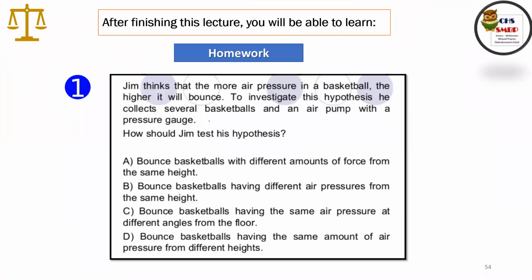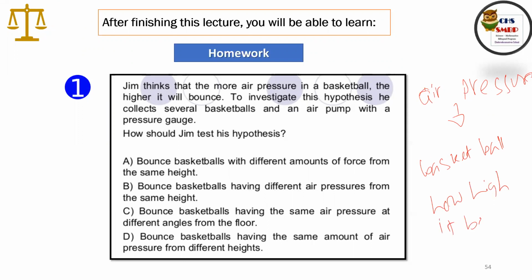Exercise one. Jim thinks that the more air pressure in a basketball, the higher it will bounce. So the more air pressure, number one, air pressure, right? We can write air pressure, because we can modify the air pressure. And then you see the basketballs, and how high it bounces, right? How high it bounces.